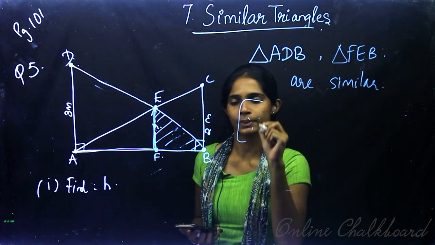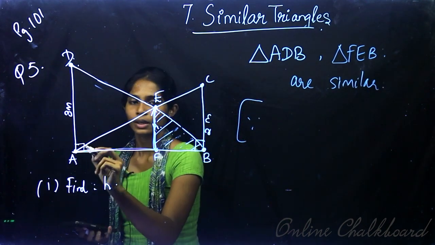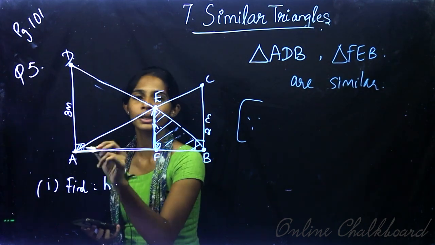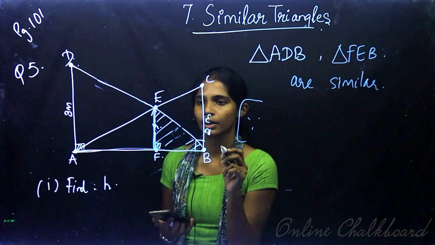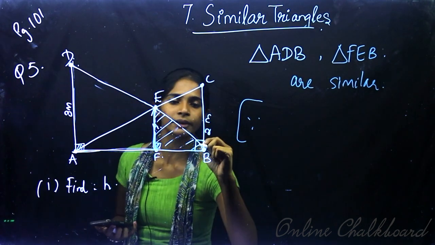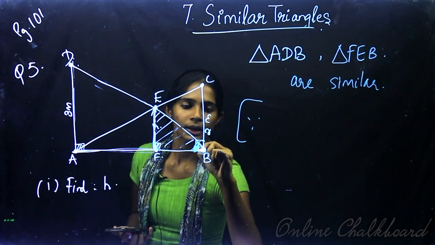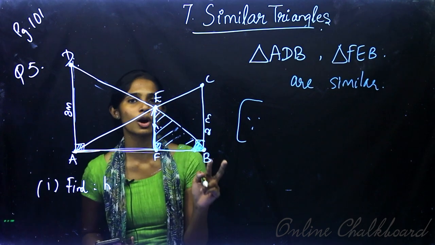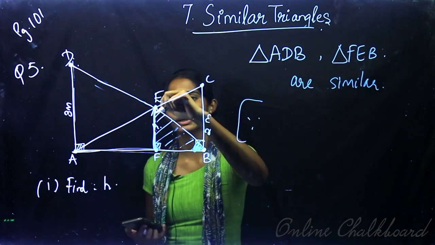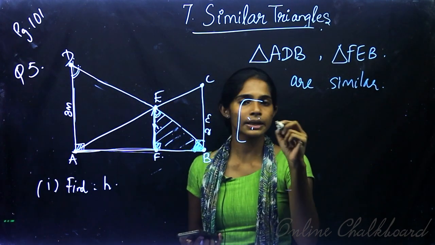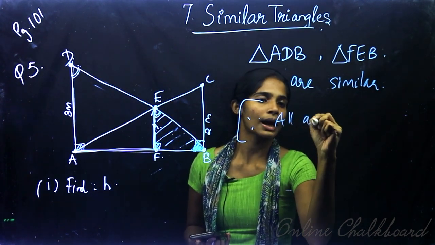Why are they similar? The reason is, one, both these angles are 90 degrees. Each of them has a 90 degree angle. Then what else can we say? The angle in triangle ADB is the same angle that FEB has. So they have two common angles. If two angles are common, definitely the third angle will also be common. So the reason will be all angles are same.